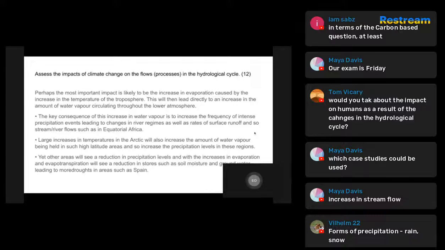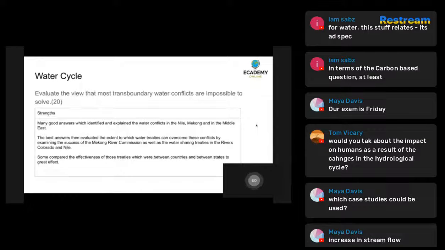Okay, good. Let's move on to the next question. Evaluate the view that most transboundary water conflicts are impossible to solve. Okay, so many of the strengths here were that there were many good answers which identified and explained water conflicts in the Nile, the Mekong, and the Middle East.